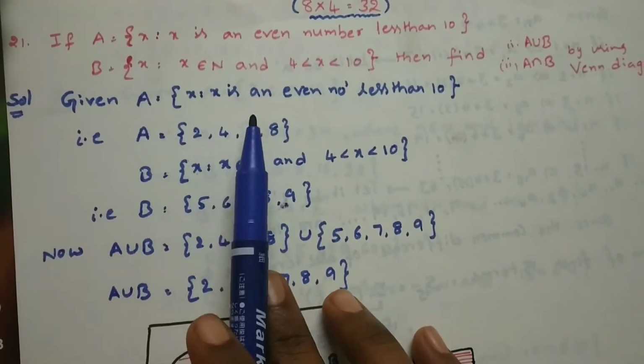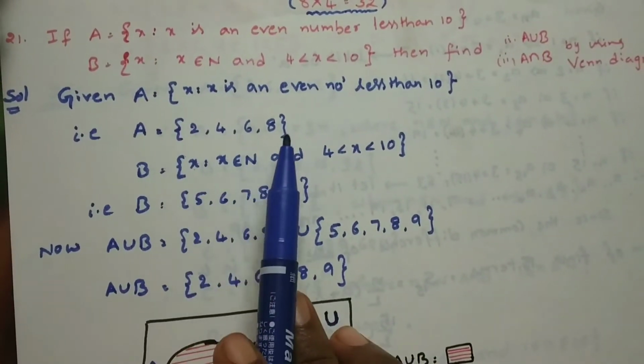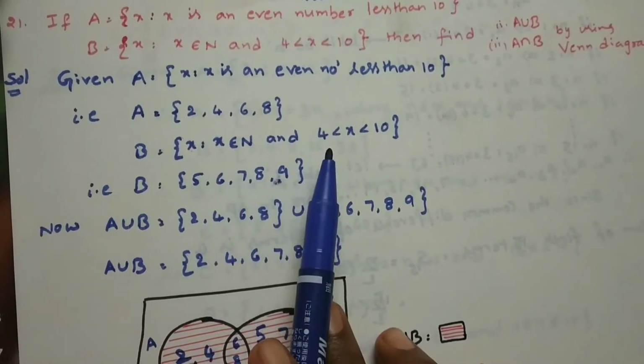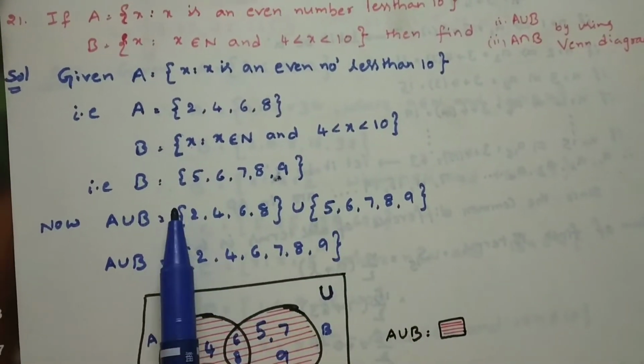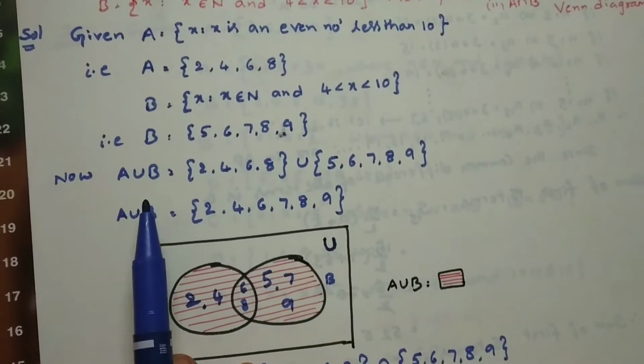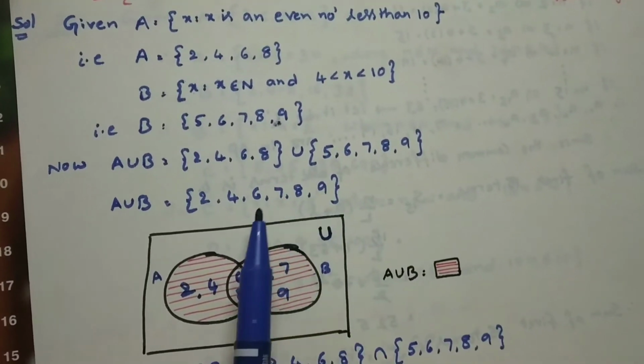A is equal to x are even numbers less than 10, which means you will get 2, 4, 6, 8. And B is equal to x such that x belongs to N, 4 less than x less than 10, which means B you are going to get 5, 6, 7, 8, 9. Now A union B is equal to write all the things, and the common things you should write only one time.